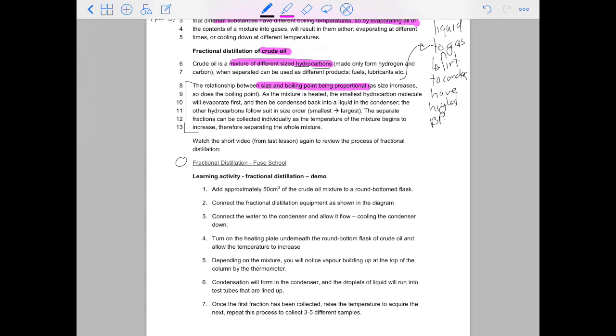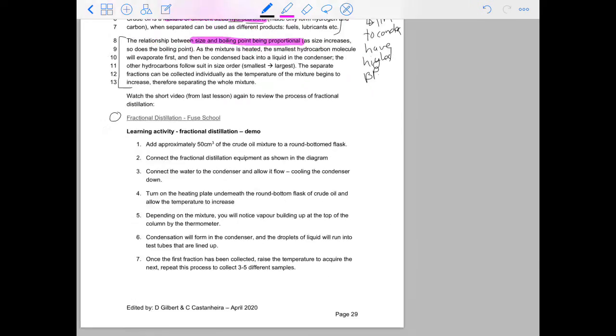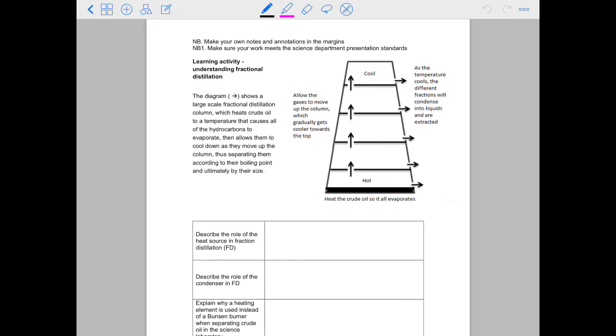Unfortunately, we won't be able to do that now, but we will talk about what happens on a larger scale. This is what happens in a distillery where they distill hydrocarbons. On a large scale, into the bottom here, they pump in crude oil. So it all evaporates, and we have one gas. This bottom section is closest to the heat, and so it has the highest temperature.